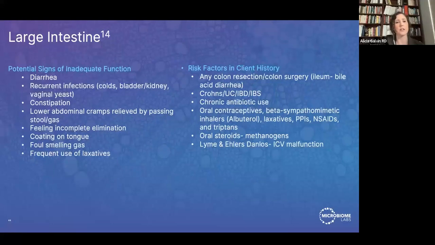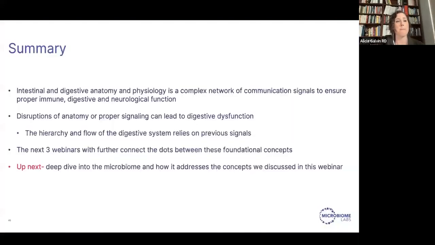So again, some potential signs of inadequate function: things like diarrhea, constipation, if they're on certain medications, if they have certain things like Ehlers-Danlos, which can affect the function of the ileocecal valve, as well as other connective tissue disorders. That's going to affect all the valves. So your ileocecal valve, your lower esophageal sphincter, those can all play a big role as well. So just in summary, our intestinal and digestive anatomy is really complex. And if we have any disruption in that anatomy or in any of the signaling, that can lead into digestive dysfunction, because there's a hierarchy. There's a hierarchy of flow that depends on higher level signals.